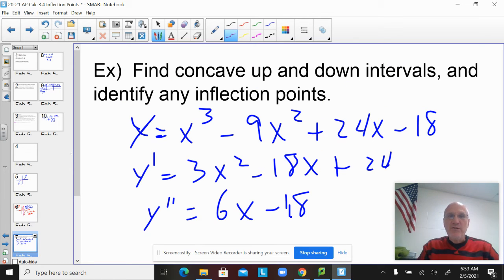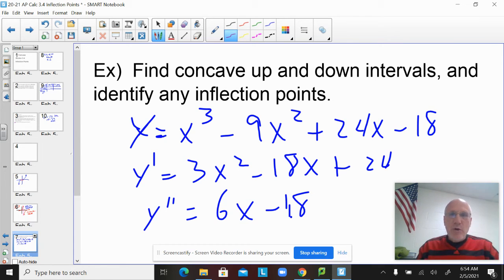It looks like this. I did some of the work here just to save us some time. It says find concave up and down intervals and identify any inflection points. So the cubic is y equals x cubed minus 9x squared plus 24x minus 18. I went ahead and already found the first derivative, which was 3x squared minus 18x plus 24. And I found the second derivative, which is 6x minus 18.